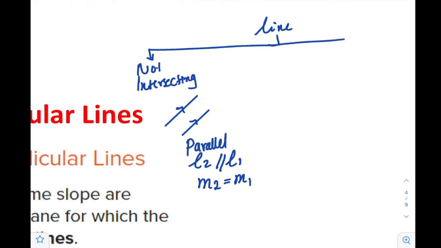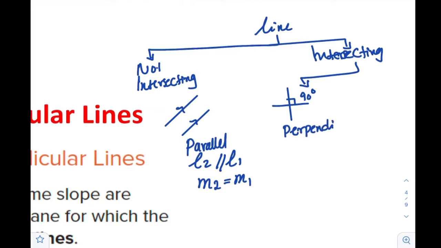The second case is that they are intersecting. They meet. The intersection can be in a way that they make a right angle, 90 degrees. They intersect and make a right angle with each other, and in this case we call them perpendicular. Usually for perpendicular lines, the product of the slopes is equal to -1.